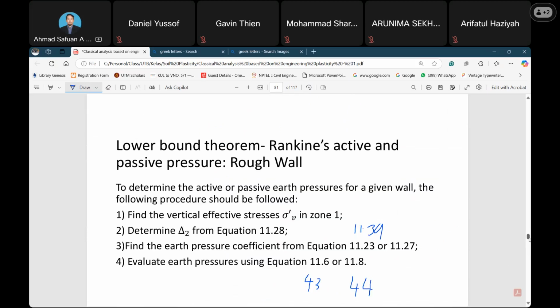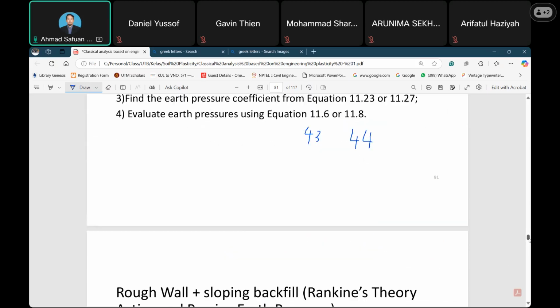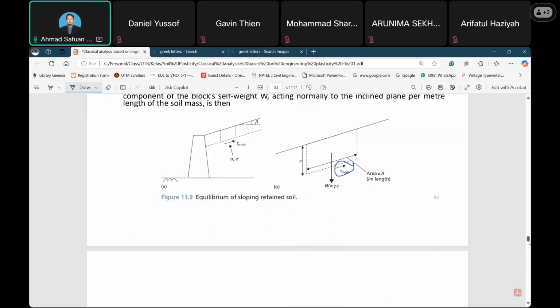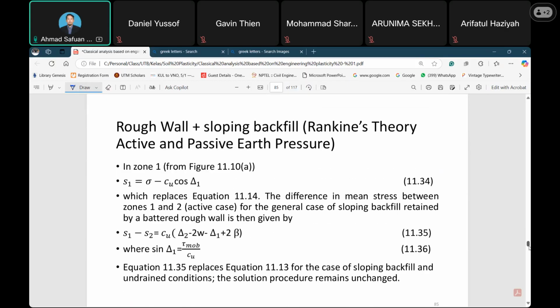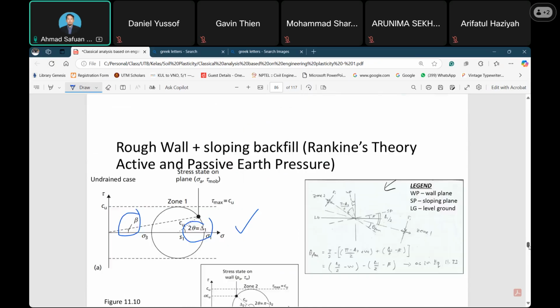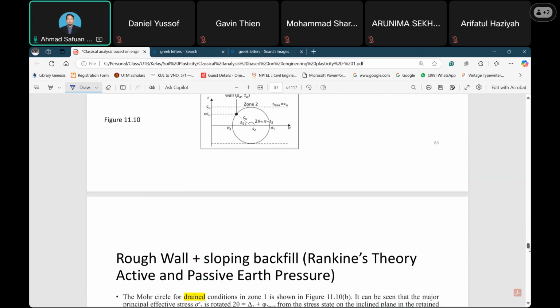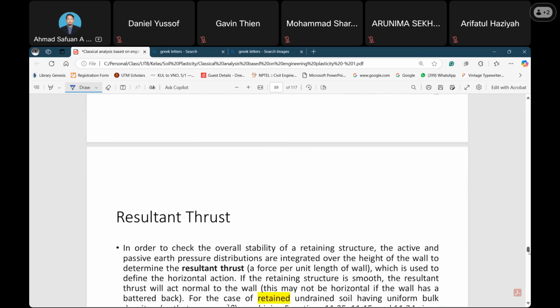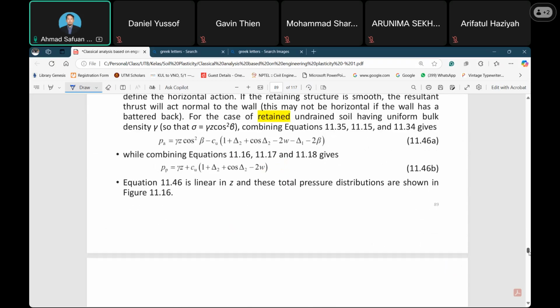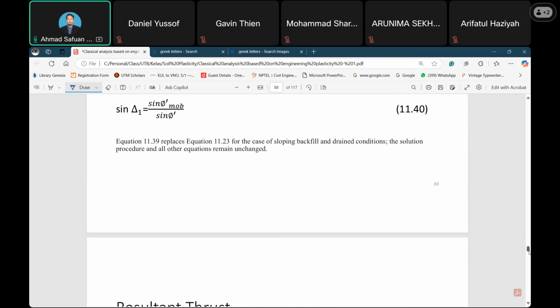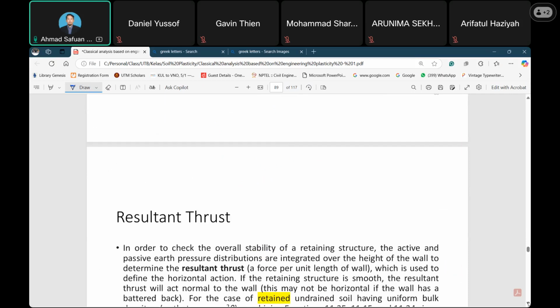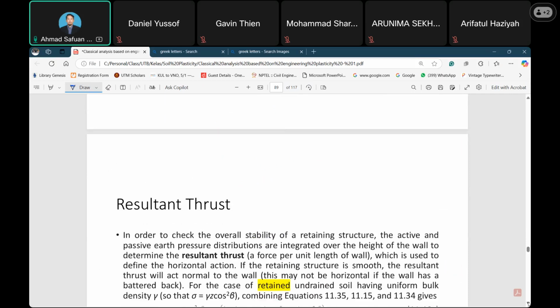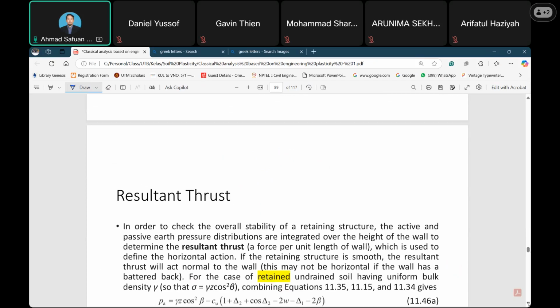So we can use the same procedure but with a different equation to solve for the drain on the backfield. Okay, so this is the result as we have discussed before. Okay, how to determine the total thrust or check the overall stability of retaining structure.